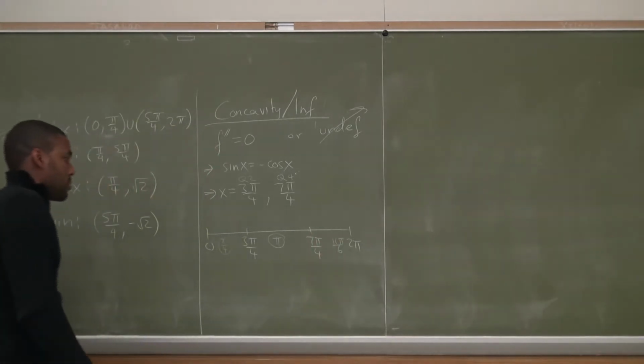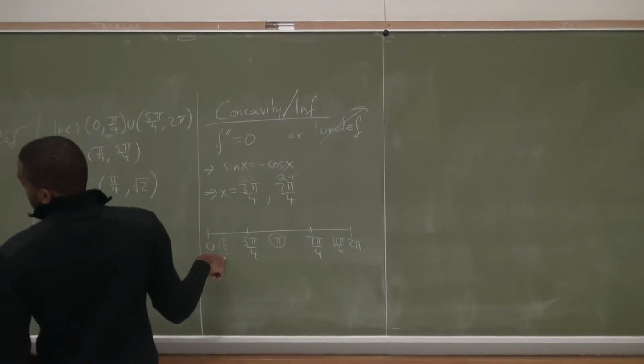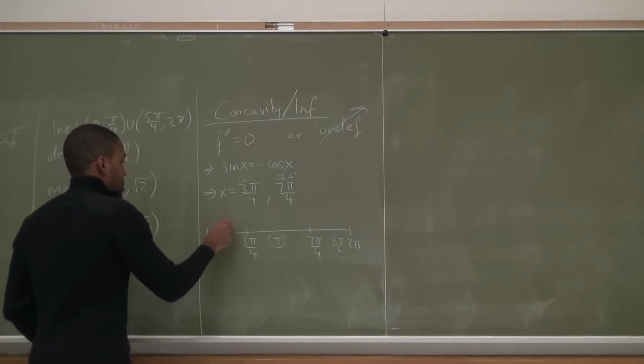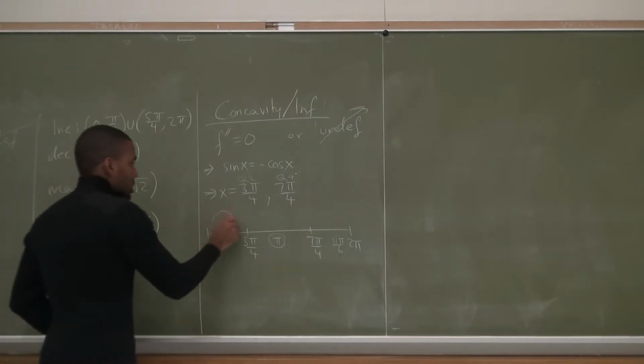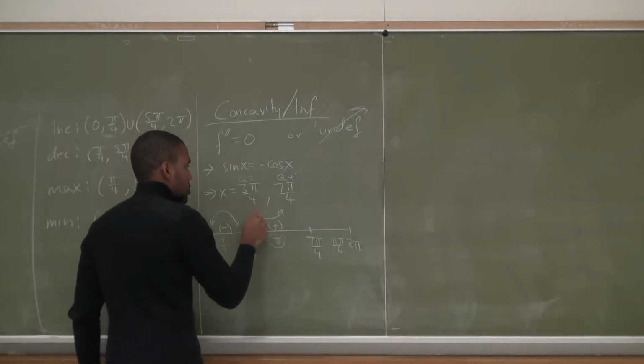Yeah, so your calculation's fine. So now you plug π/4 into the second derivative, and what do you get? You get a negative number, right? It's minus sine plus cosine. At π/4, both of these are positive, so overall the answer is negative, and this means concave down. If I plug in π, sine is 0, cosine π is minus 1, times a negative 1. This is positive, so it's concave up.